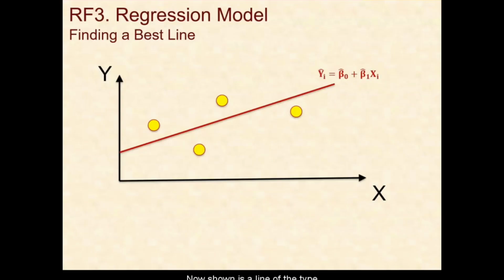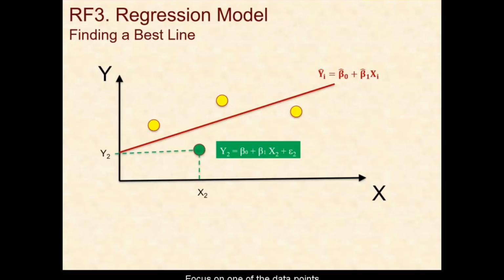Now shown is a line of the type that we're trying to determine, a line that we propose as a possibility for capturing the relationship between y and x in the sample data. We know this involves determining values of beta hat naught and beta hat 1, forming the line y hat equals beta hat naught plus beta hat 1 times x. For each individual i in our sample, using that individual's value of xi, we would use this line to find a predicted value of y, namely y hat i.